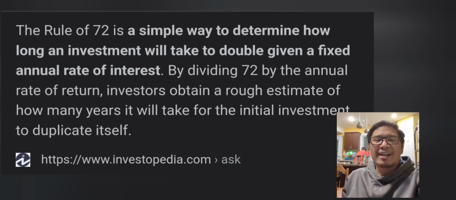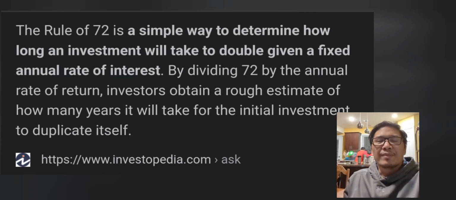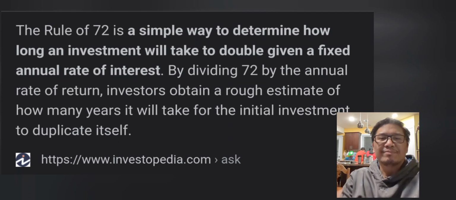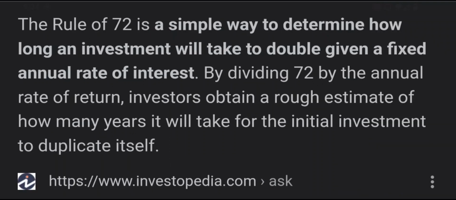But before we start, let's take a look at what the rule of 72 is, from Investopedia.com. The rule of 72 is a simple way to determine how long an investment will take to double, given a fixed annual rate of interest. By dividing 72 by the annual rate of return, investors obtain a rough estimate of how many years it will take for the initial investment to duplicate itself.